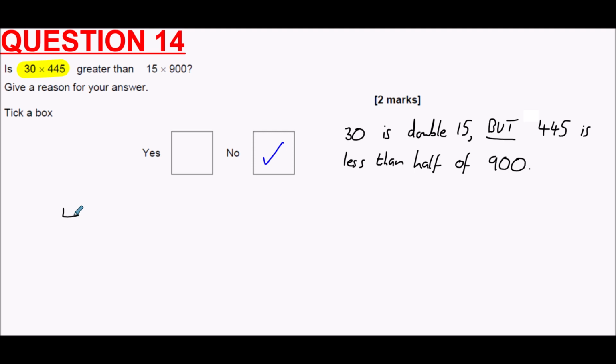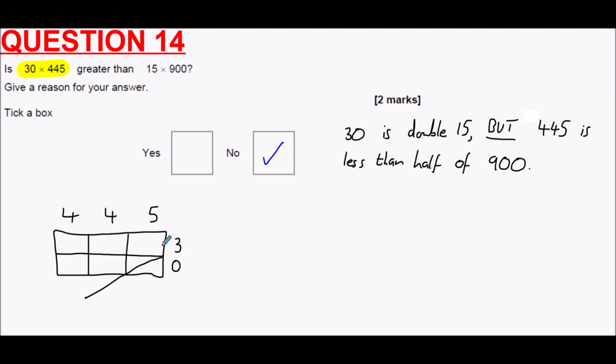So first of all, let's do this one. 445 multiplied by 30. I'm not going to show you all the different ways of multiplying. I'm just going to show you this lattice method. You can use any method you want to, obviously. But all I'm trying to show you here is that you should get that this one here is less than this one. So we split the boxes going diagonally down.